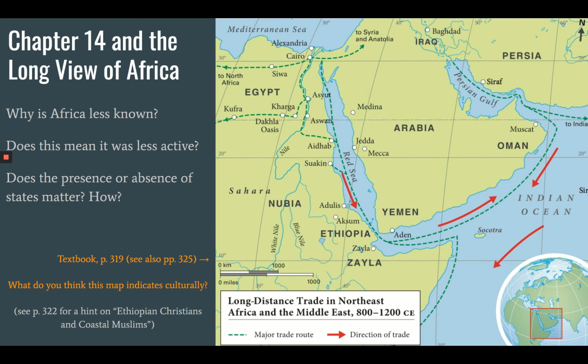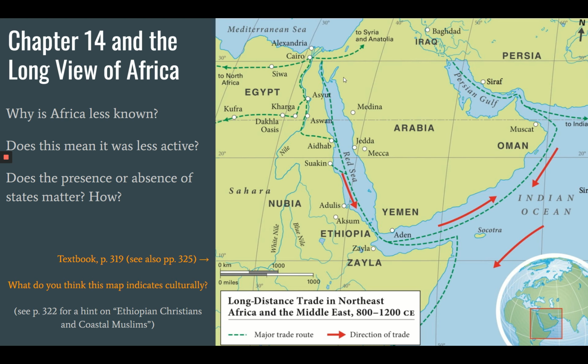I think this image, this map, is an excellent indicator of the kind of hustle and bustle that was really the northeastern chunk of Africa in this image, although there's another one on 325 that shows the bulk of the east coast of Africa as particularly active through the 1400s or so. And I asked the question here, what do you think this map indicates culturally? Now, unfortunately, I can't wait for your answers, so I have to kind of give you mine here.